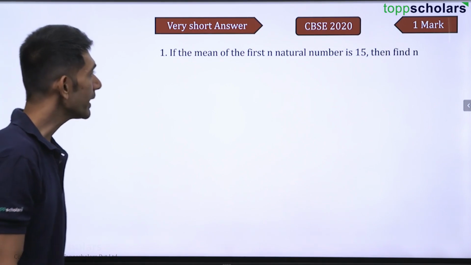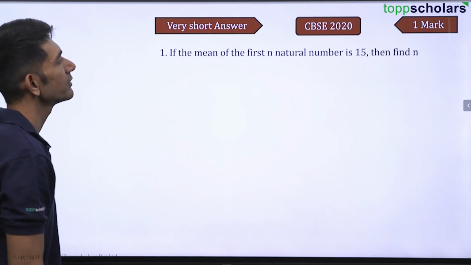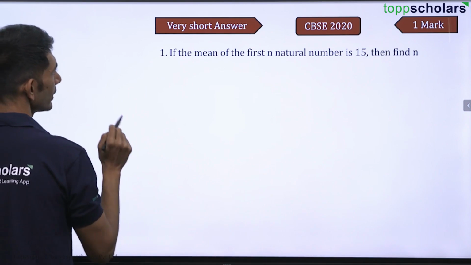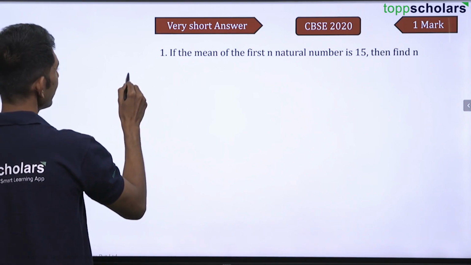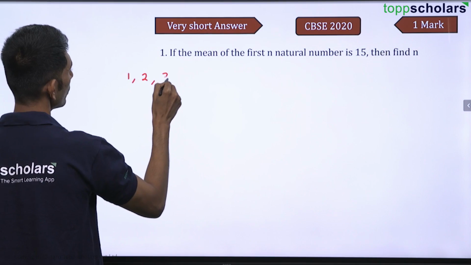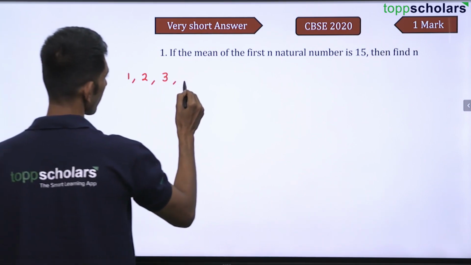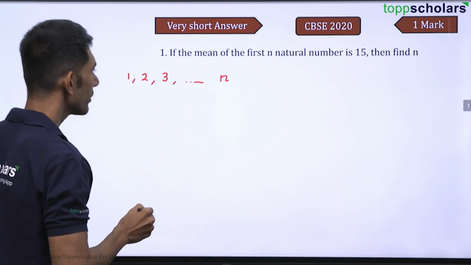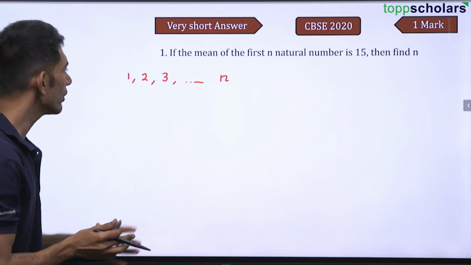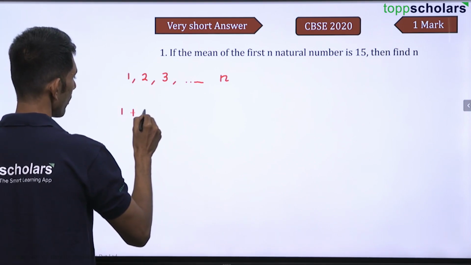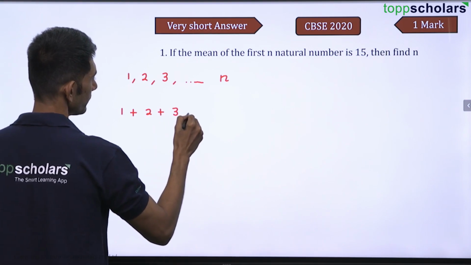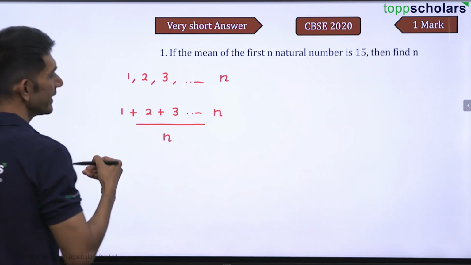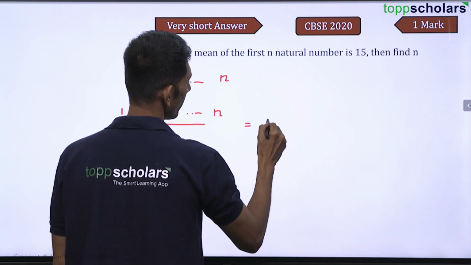It says, if the mean of the first n natural numbers is 15, then find n. First n natural numbers means 1, 2, 3, up to n, right? Now, how do we find the mean? Mean is the sum of all the observations divided by the total number of observations, which is n. That is the formula for mean.